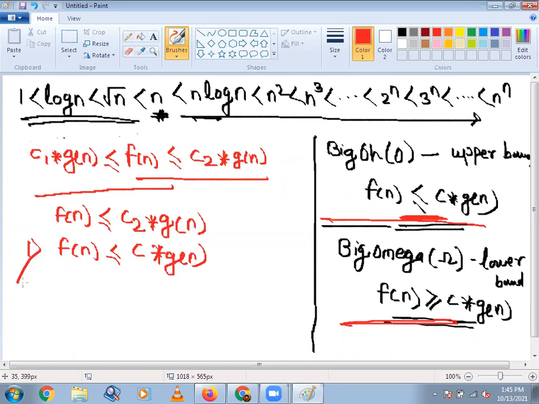This is the first. Second, instead of C1, in this we have written c into g of n, c into g of n is less than or equal to f of n. That is, we can write f of n is always greater than or equal to c into g of n.